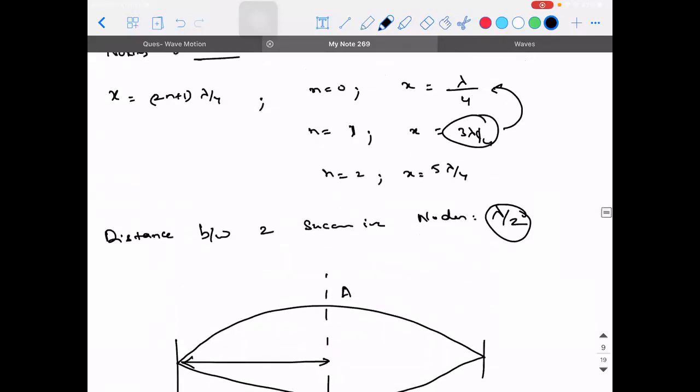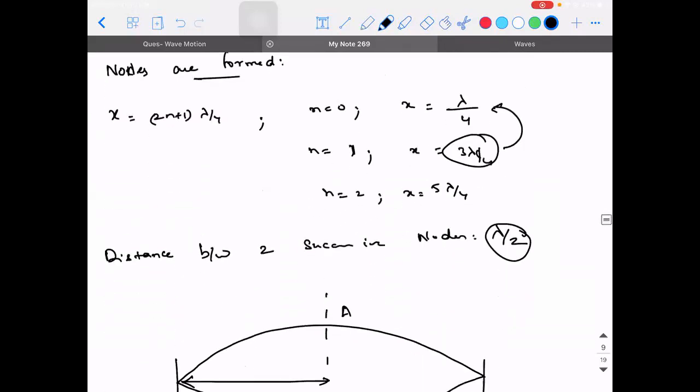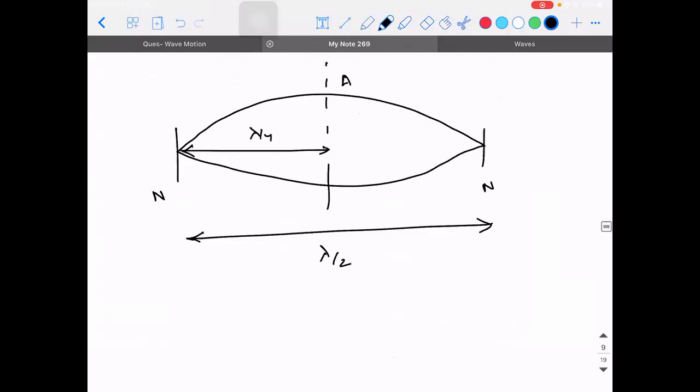Take the formula. Lambda by 4. Yes, it will exactly be at the center. This is lambda by 4, and this is also lambda by 4. So we will be using this calculation of either lambda by 4 or lambda by 2 to calculate the length of a string.